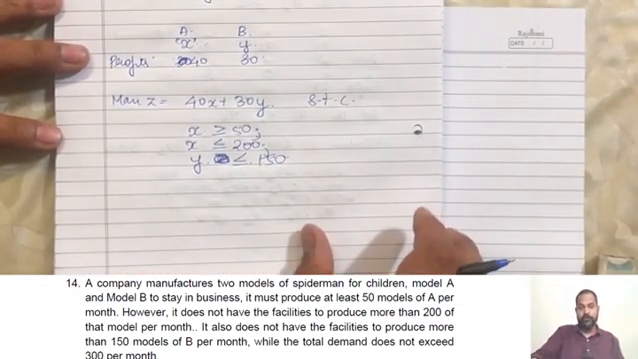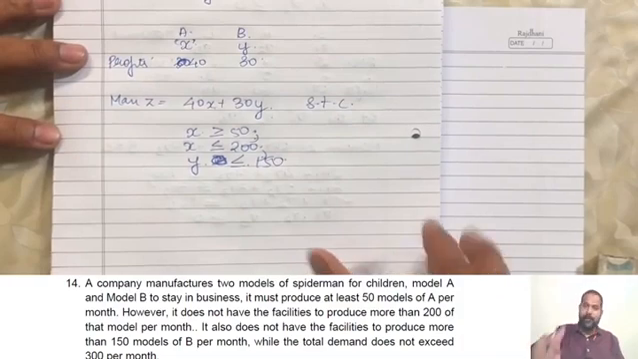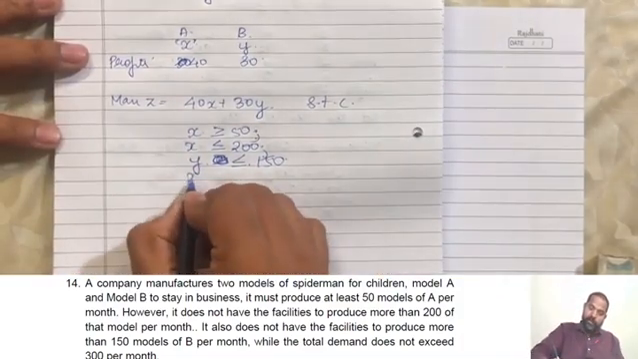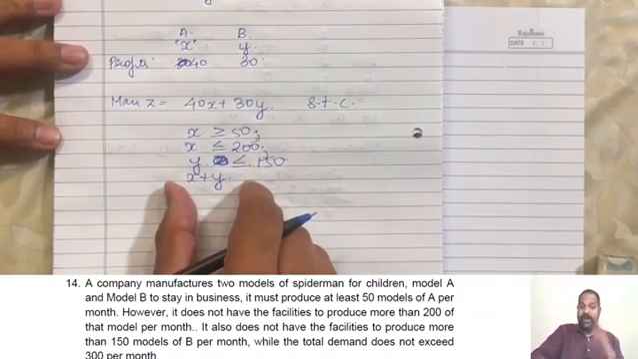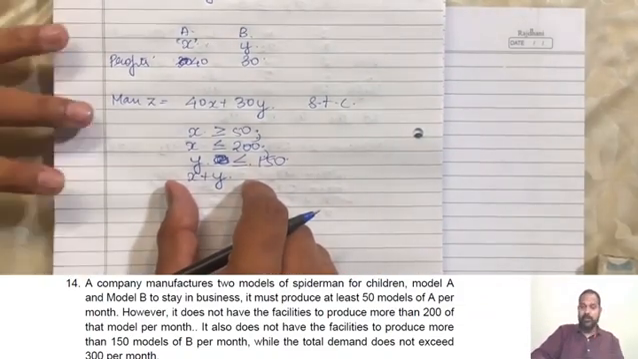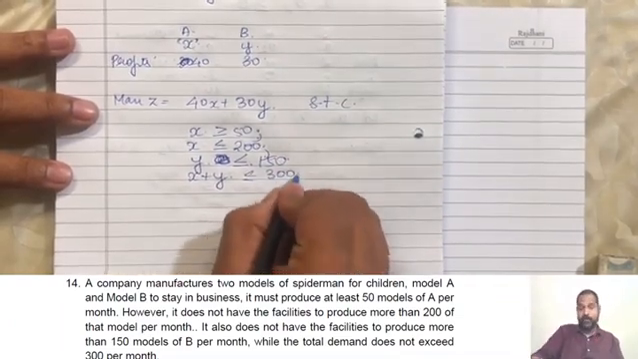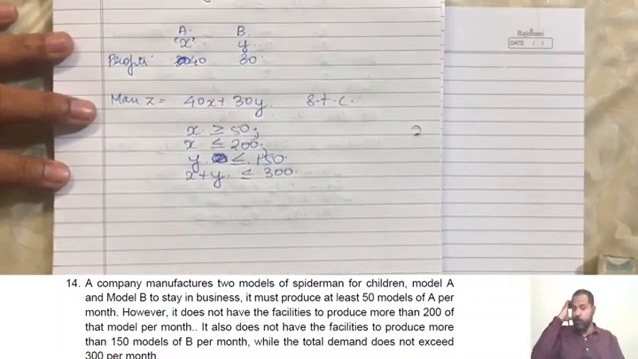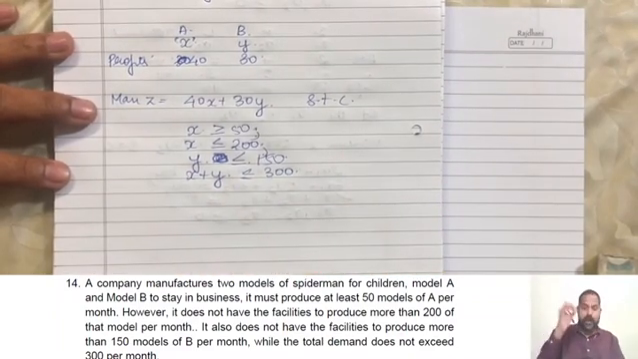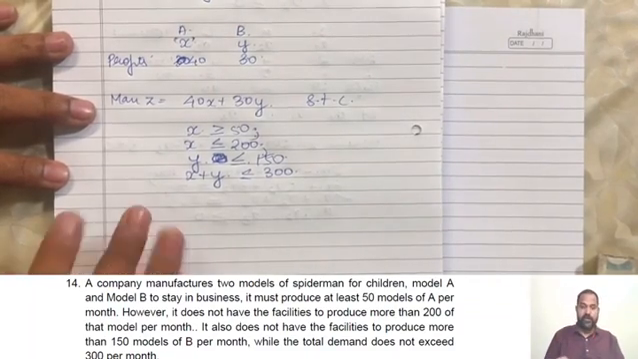And lastly, the total demand of whom? A and B. So A and B in total will be X plus Y. This total demand never ever exceeds 300 per month. So this total should always be less than or equal to 300, because even if you produce more than 300, you cannot sell them. The total demand is only for 300 units. That's it. That's my formulation.